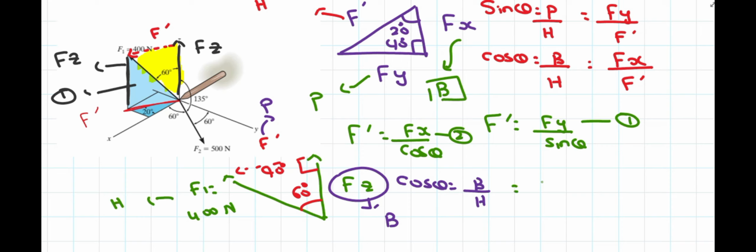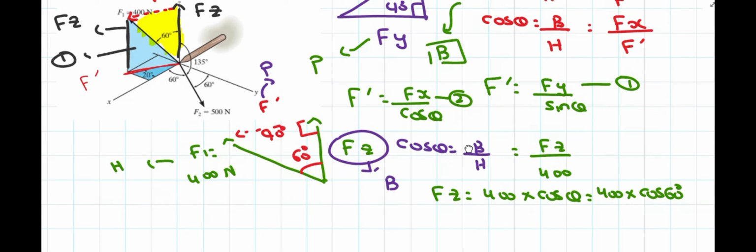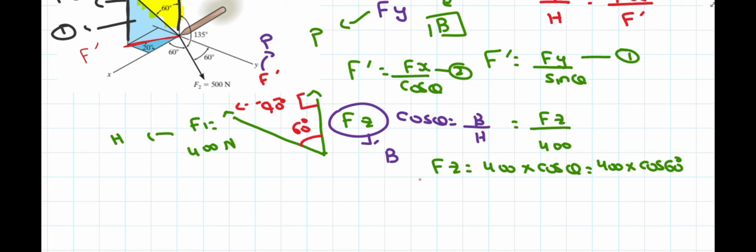So the base is the Fz, and the hypotenuse is 400. So Fz is equal to 400 into cos of theta, and the theta in this case is 60 degrees. So 400 into cos 60 degrees, so you will get Fz, which is equal to 200 Newton. This is the value of Fz.